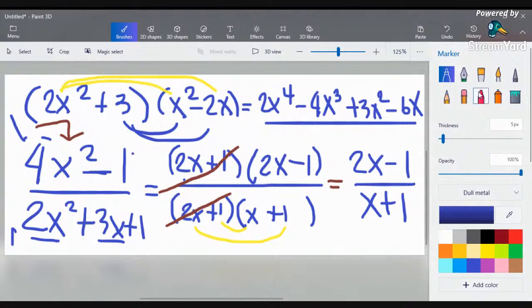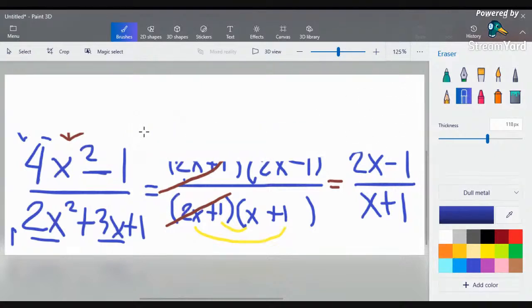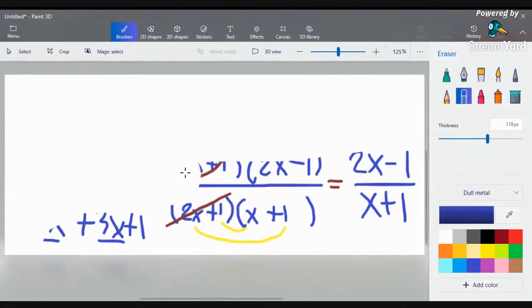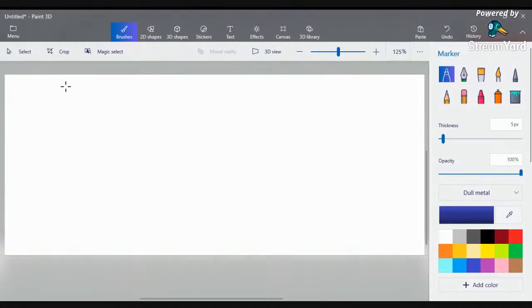And for composition of functions, you only have to put the value of g of x inside the x of your f of x. Or just substitute g of x to the value of x in your f of x. So, we have 4x squared minus 5x.